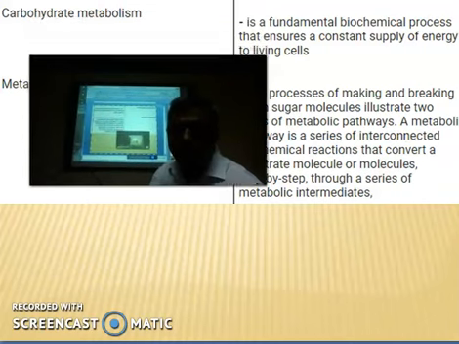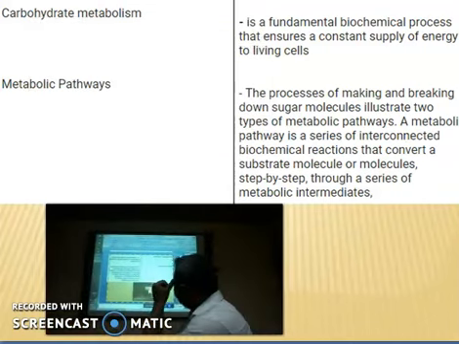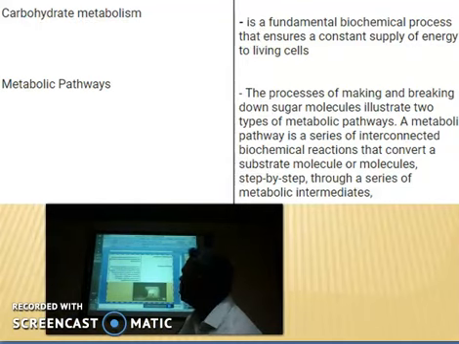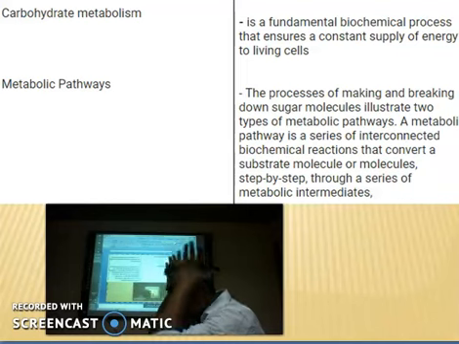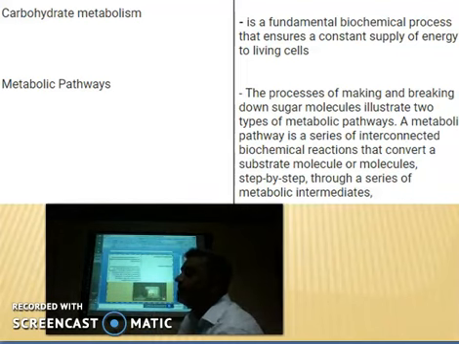What is carbohydrate metabolism? If asked, you should not write only a list of pathways like glycolysis, pentose phosphate pathway and citric acid cycle. No. What is carbohydrate metabolism? It is a fundamental biochemical process that ensures a constant supply of energy to living systems. Constant supply of energy. Okay, this is the major function.